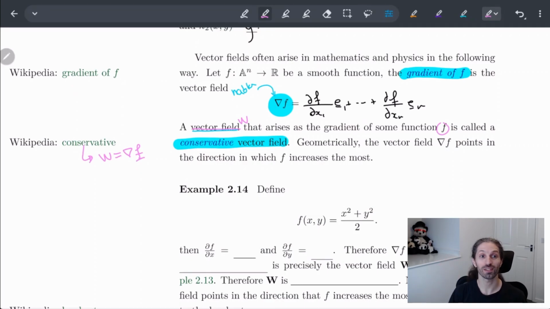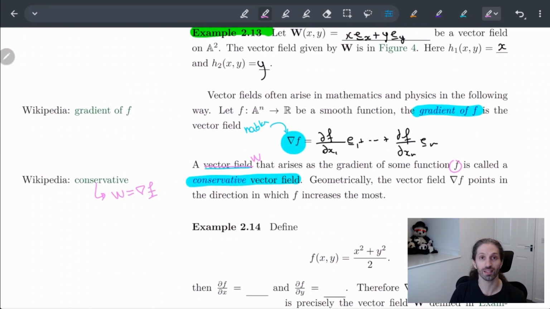Hiya. So in this video, we're going to look at directional derivatives and also an example of a conservative vector field. As a quick recap, remember that a vector field is just a function that takes a point in affine space and gives it, in essence, a vector. And one thing we said is that this could arise from the gradient of some function.